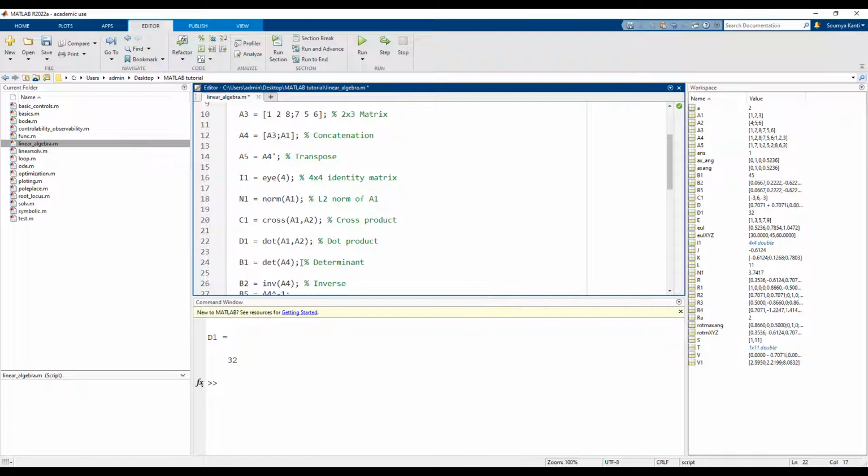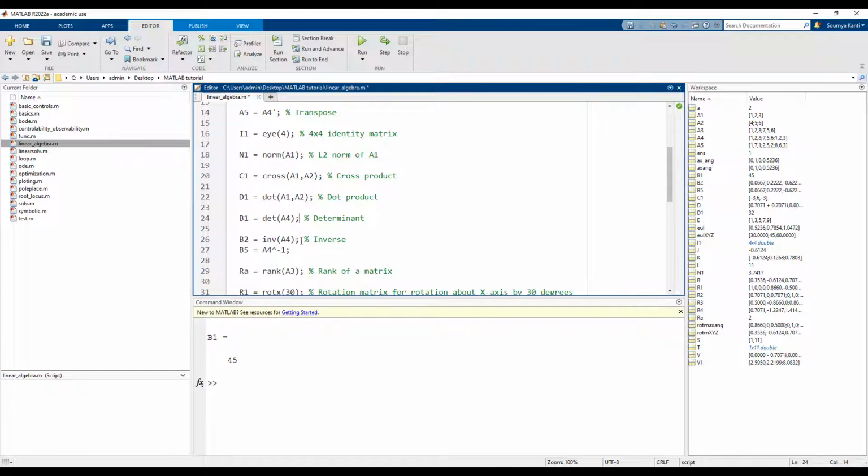You can have determinant also. So suppose I wanted to find the determinant of this matrix A4. This is how you do it, DET, and in brackets you put the argument. If you want to find inverse, there are two ways. You can do INV, then the argument, or you can directly do A4 to the power minus 1. So it will also work like that. You can see both of them actually give the same value.